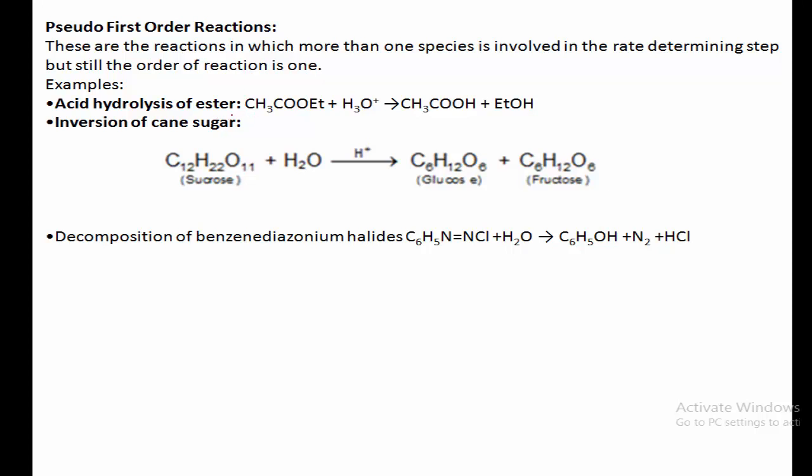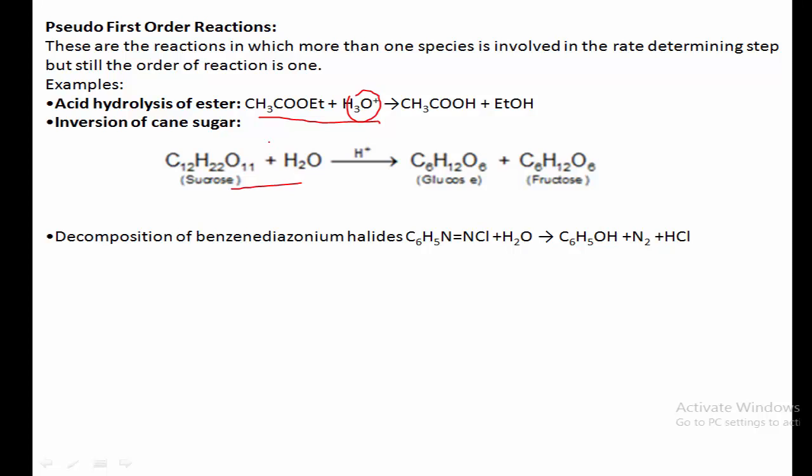For example, in the acid hydrolysis of ester, if you observe this, two molecules are involved. You can say it is a second order reaction, but actually it is a first order reaction, because H3O plus means water is present in a larger amount. When water is taken in large excess, the order of the reaction becomes first order. And here also, in the inversion of cane sugar, if we simply observe the chemical equation, we will say it is a second order reaction, but it is a first order reaction.